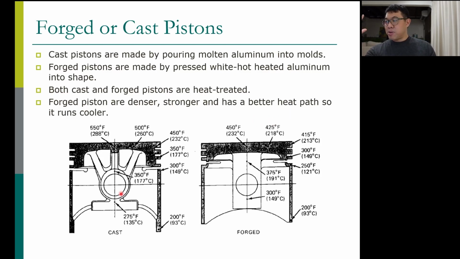This is a picture of the operating temperature of cast and forged pistons. Just compare at the same location. Let's say this is this location. Cast is 177, but forged is 149. This one removes heat a lot better than the cast piston.